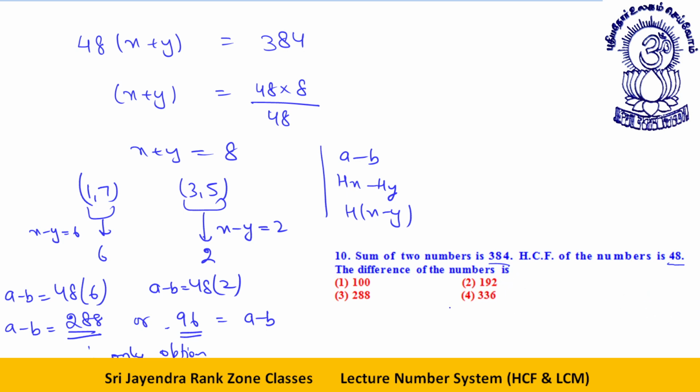Okay, if you are being asked to find the numbers, what will be the numbers? Then a will be 48 into 1, b will be 48 into 7. This is 48, and 48 into 7 is 336. These would have been the numbers. If you subtract this, you will get 288. I'm sure it must be clear to all dear students. So we have finished one more exercise now. Let's move to the next one.